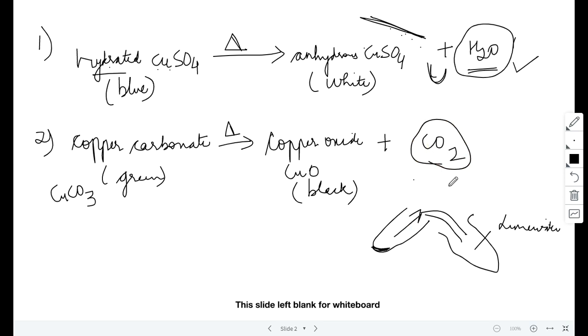So now we have one more. Is it clear to you till now? Yeah, we have the third reaction. We have one, that is potassium permanganate. Potassium permanganate.